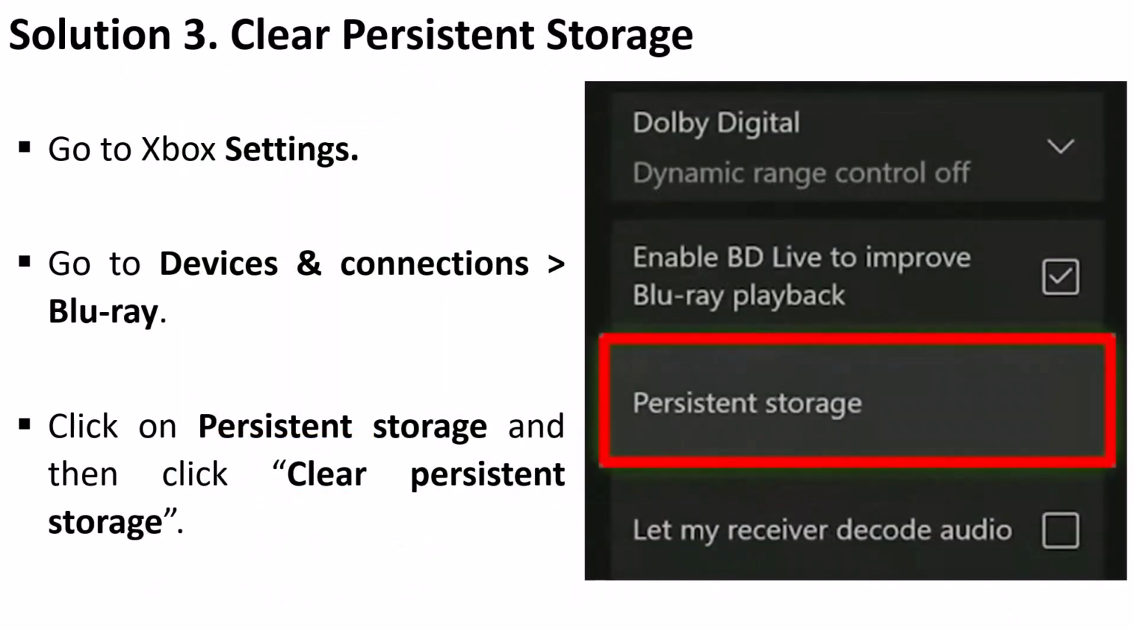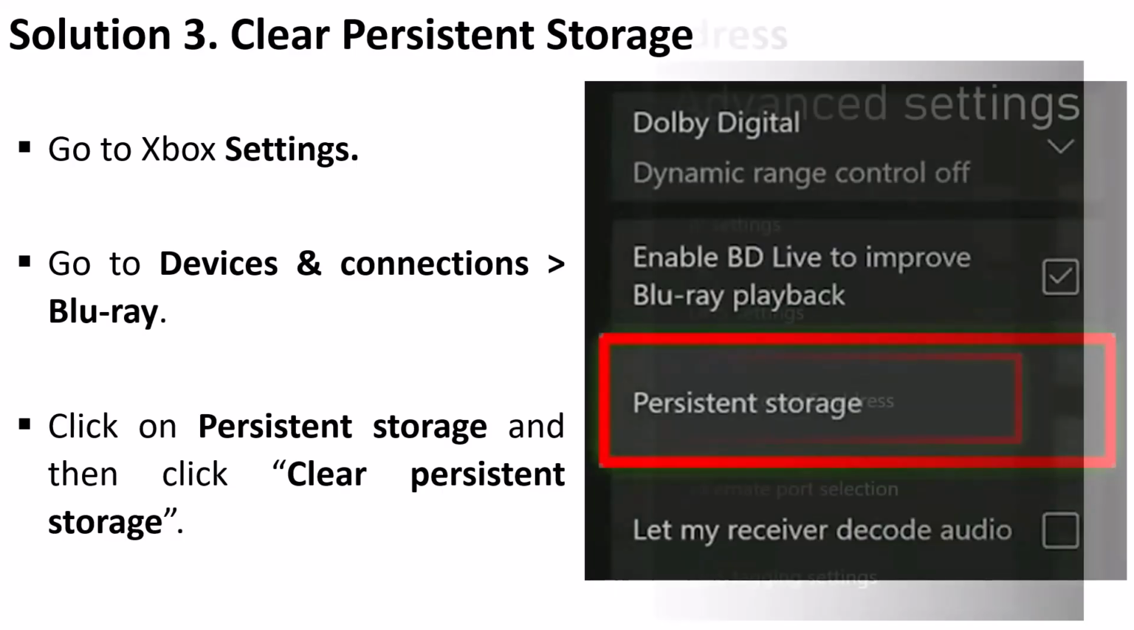Solution 3. Clear persistent storage. Go to Xbox settings, go to devices and connections, Blu-ray, click on persistent storage and then click clear persistent storage and then launch the game and check. Now if you don't see these features on your Xbox console, then skip this step.